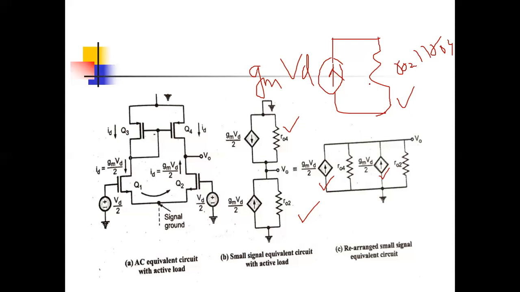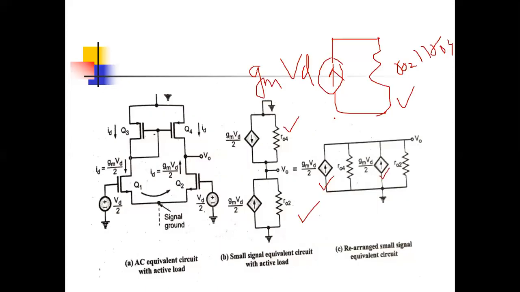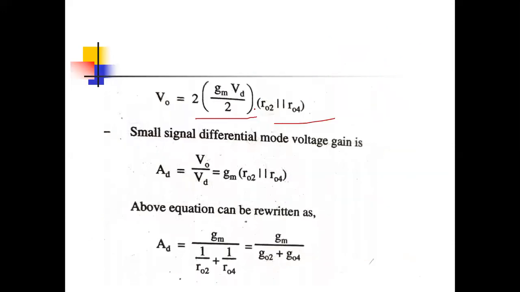Now you can calculate the voltage. Voltage is current into resistance. So the current is gm into vd and the resistance is ro2 parallel ro4. Across it there is the output voltage. The output voltage is the output resistance multiplied by the output current. So vo equals gm vd into ro2 parallel ro4. In this way we have calculated the output voltage gain.